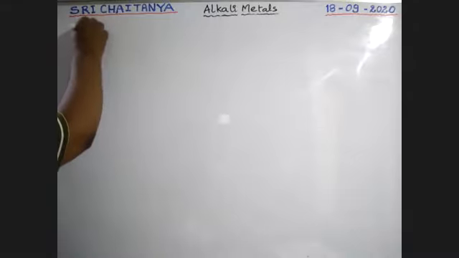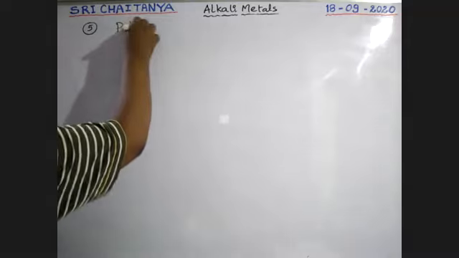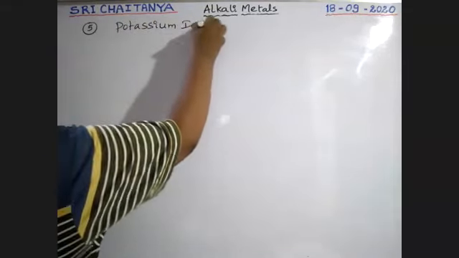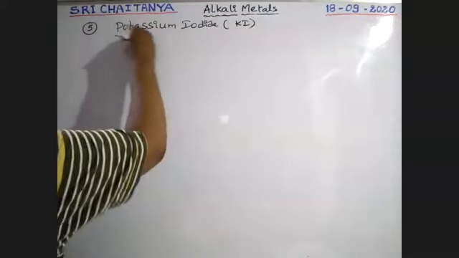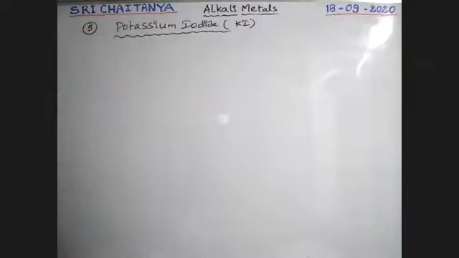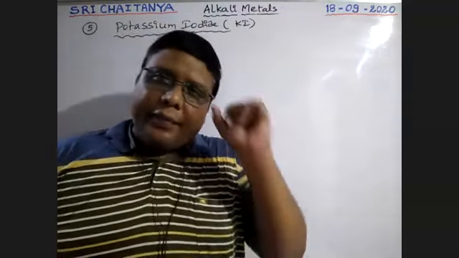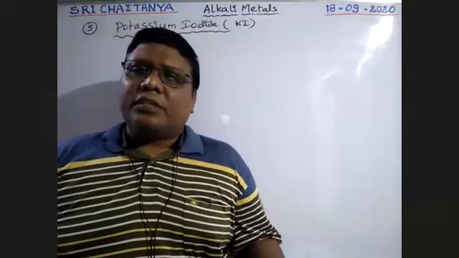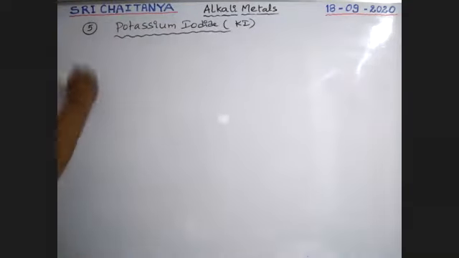Fifth one and last one from this category: potassium iodide, that is KI. Now, what are the preparation methods? KI is a salt. Acid plus base gives salt. See here, preparation methods.